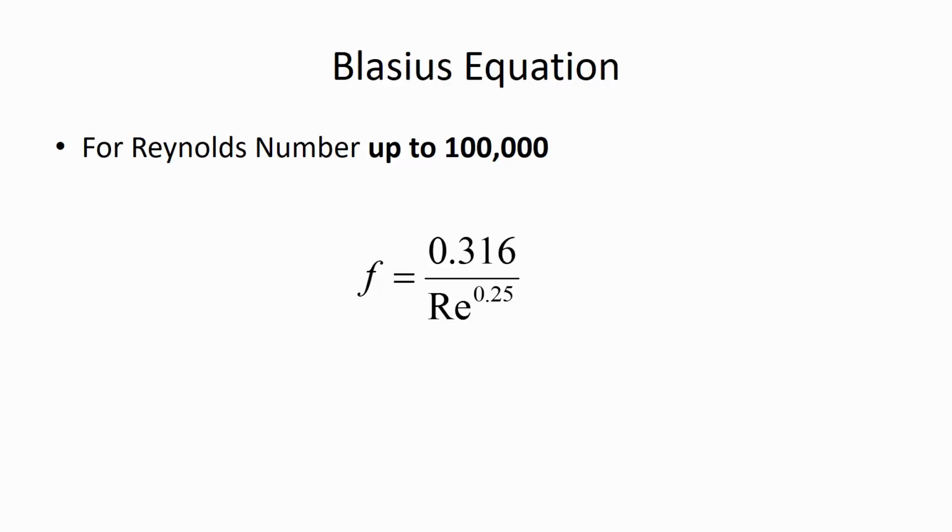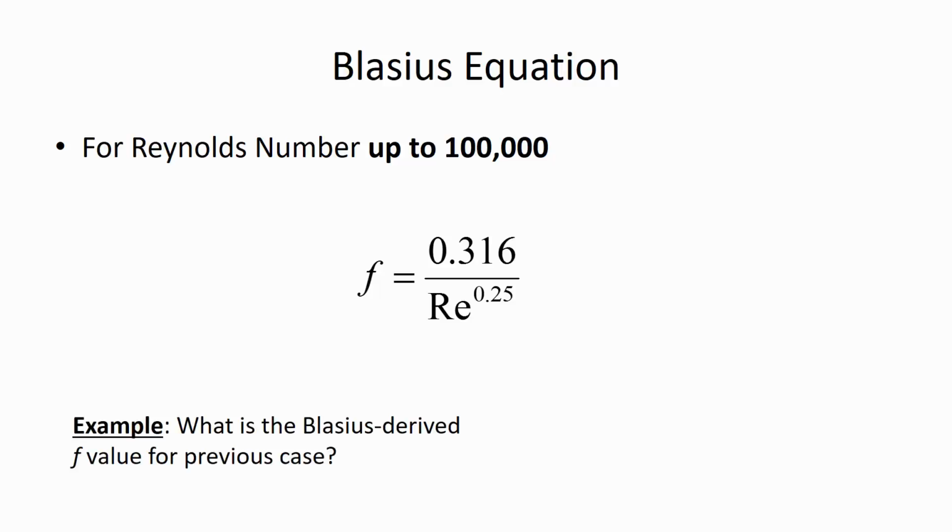The Blasius equation is only valid for a Reynolds number up to 100,000. And it's another one of these really easy ways to calculate the F value. Just to get a feel for that, if we applied the Blasius equation to the situation we just did, where we had a Reynolds number of 1.87 times 10 to the 6th, let's give that a shot just to see how the Blasius equation does. It's good under the right circumstances, which is up to 100,000.